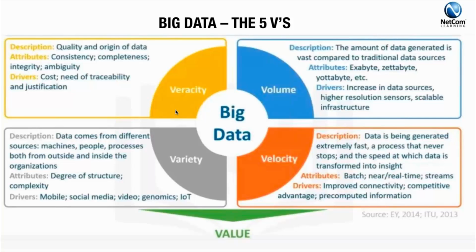Velocity. Velocity means that you may not get a lot of data with each transaction. Maybe you're only collecting, let's say, a megabyte of data or less per transaction. But if you're doing millions of transactions a month or even a day, obviously after a year, it's going to be huge. So velocity also makes a huge difference.